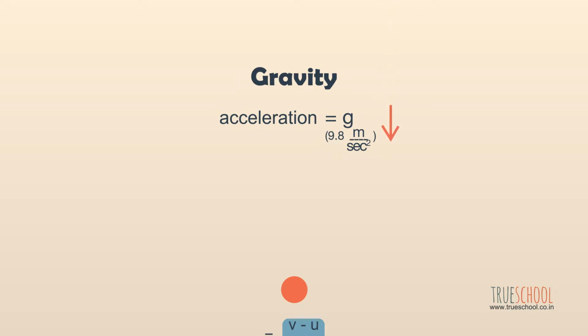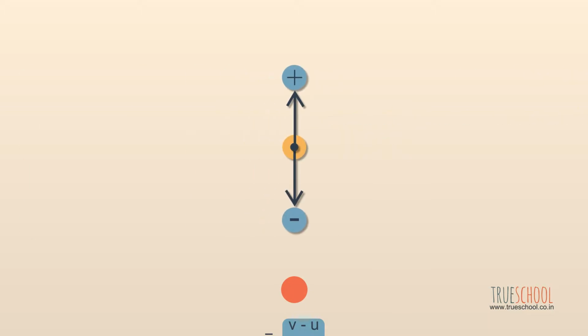Then let's talk about an object undergoing motion under gravity. A body undergoing motion under the influence of gravity has an acceleration of g in the downward direction. So what should be the sign of g? For the sign of the state variables, we will follow our usual sign convention, taking up as positive and down as negative. Before going into mathematics, we will try to understand the physics behind the equations of motion.